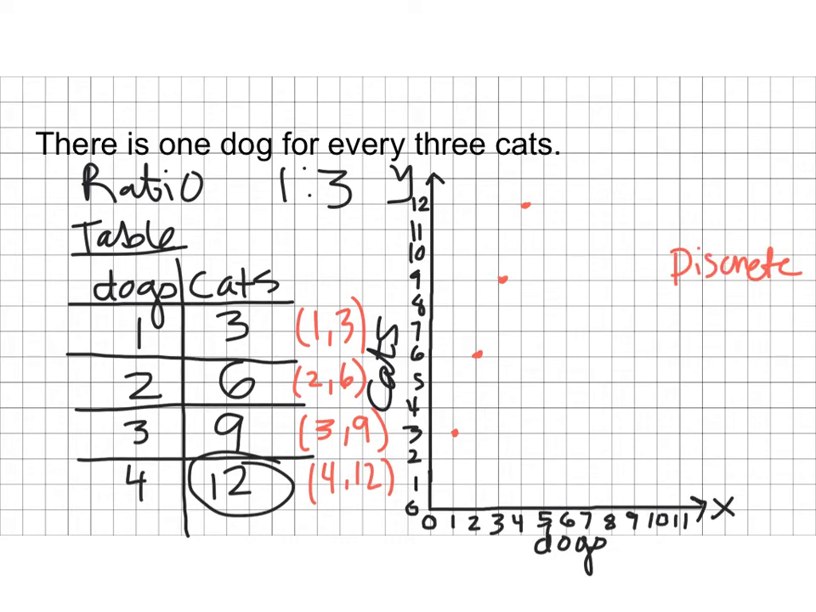I almost forgot, there's one more very important thing, that you always have to have a title for your graph. So in this case, we don't know a whole lot about the situation, so let's just call it ratio of dogs to cats, because that's the order we graphed it on, the X first. Discrete means not connected.